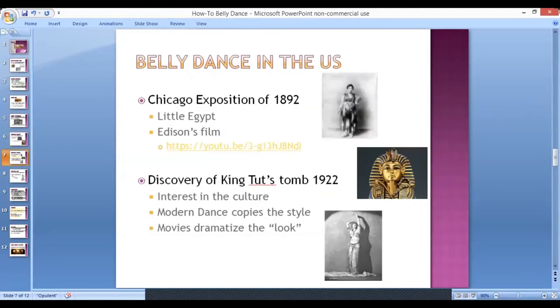So, how did it get here? In 1892, at the Chicago Exposition, there were musicians and a dancer. The dancer was known as Little Egypt.